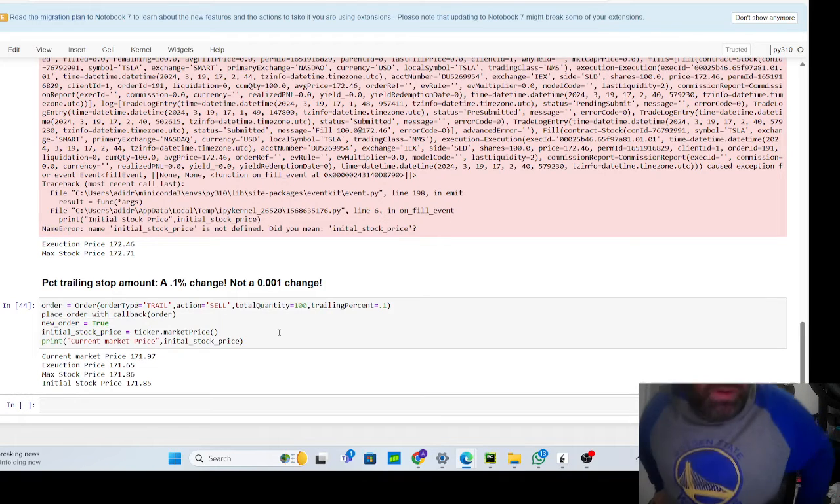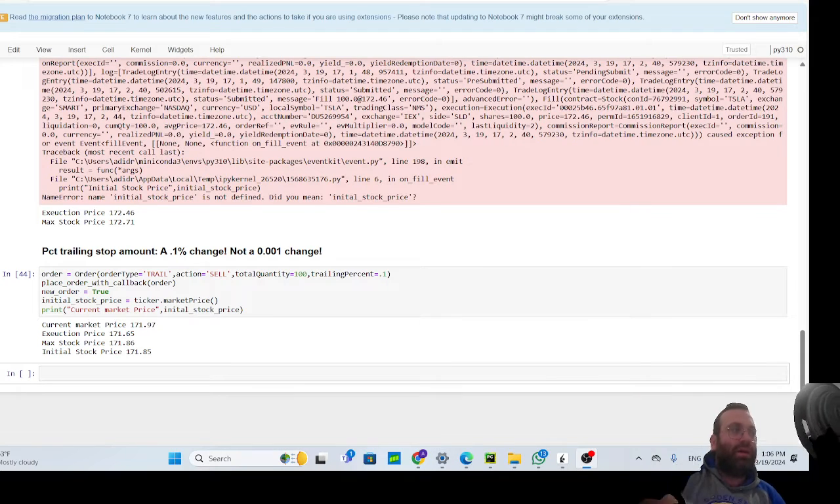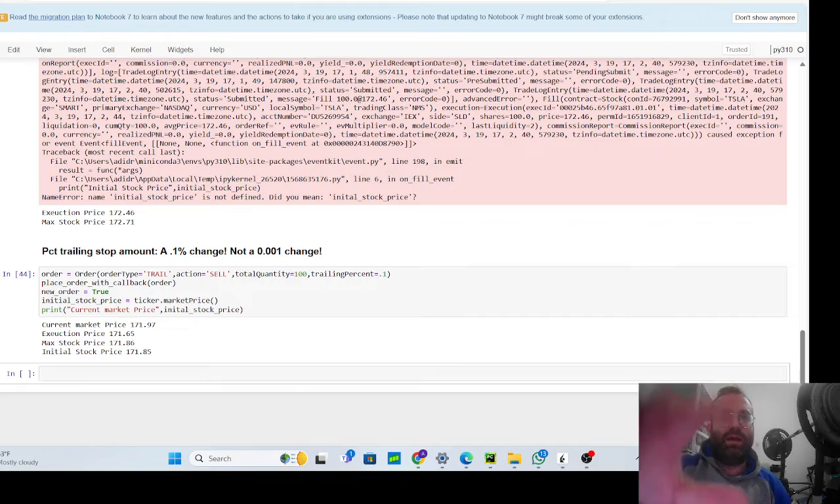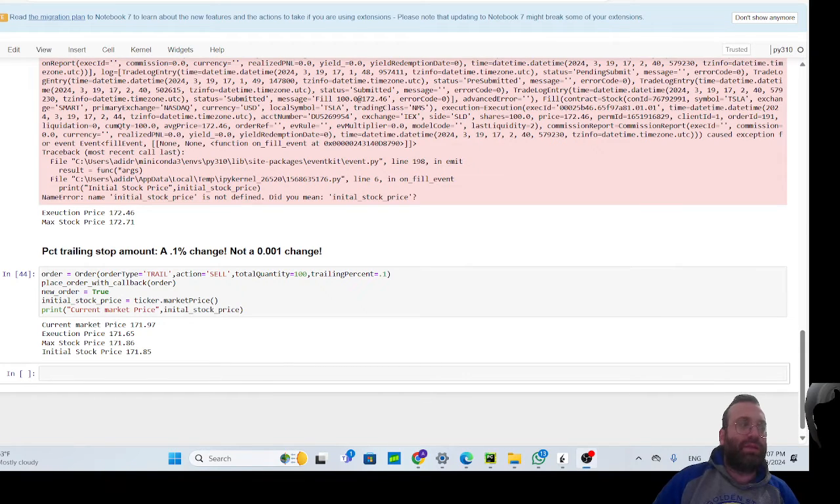Okay, so it's about 17 cents. So this is the actual percent. Again, I have never used this in my real trading, so please double check and do not use it right away. Okay, so we have that.